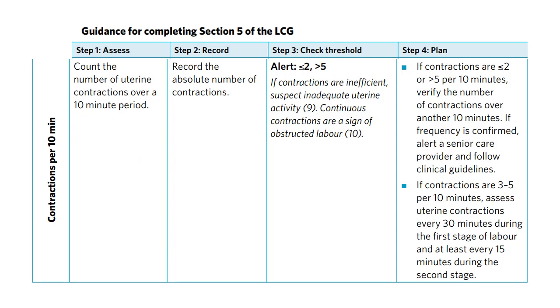Section 5 also monitors the uterine contractions over a 10-minute period. If the contractions are less than 2 or more than 5, the provider is alerted to take action. The observations are made every 30 minutes during the first stage of labor and every 15 minutes in the second stage of labor.